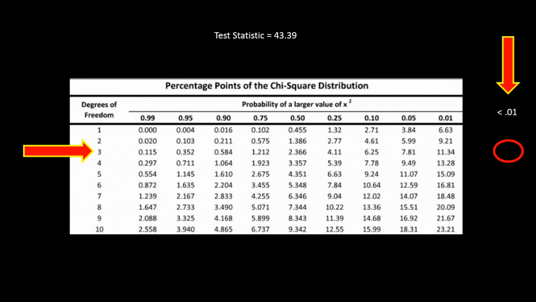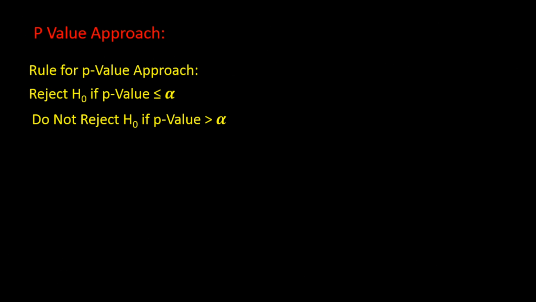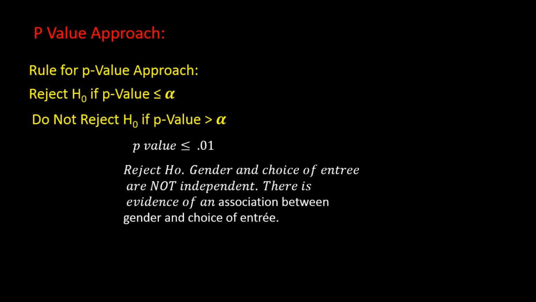And that's all we need to know, since the rejection rule is to reject the null hypothesis if the p-value is less than or equal to the alpha value, and do not reject the null if it is greater than alpha. We found our p-value to be less than 0.01, so it is less than alpha, and therefore we would reject the null hypothesis and find evidence that there is an association between gender and choice of entree.